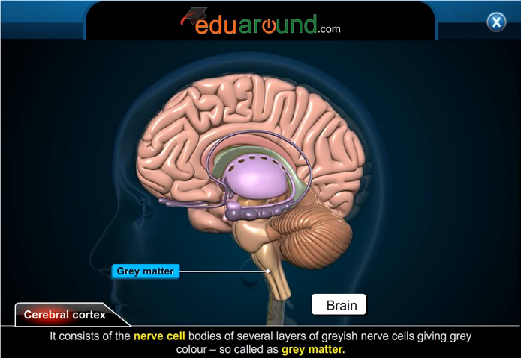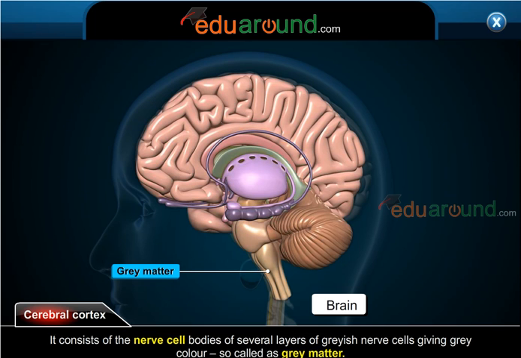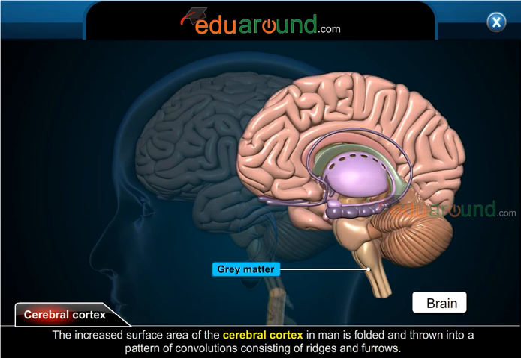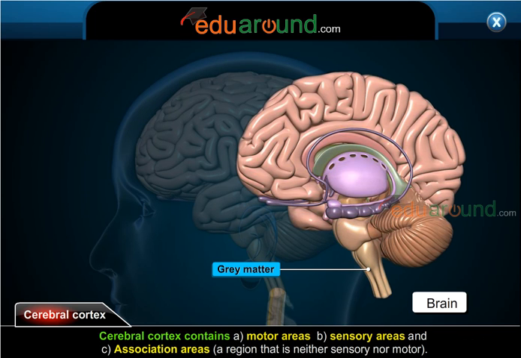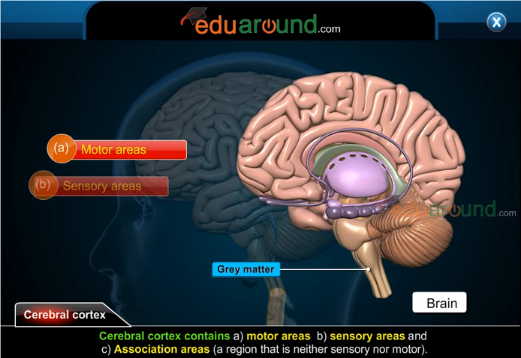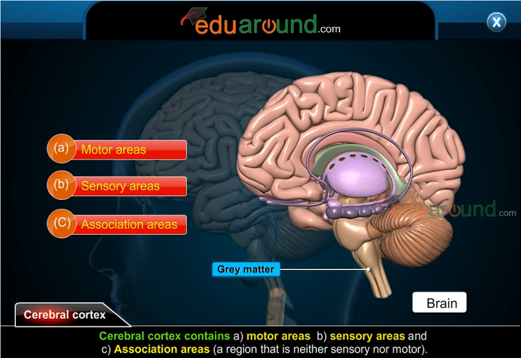Cerebral cortex. It consists of the nerve cell bodies of several layers of grayish nerve cells giving gray color, so called as gray matter. The increased surface area of the cerebral cortex in man is folded and thrown into a pattern of convolutions consisting of ridges and furrows. Cerebral cortex contains A. Motor areas, B. Sensory areas, and C. Association areas, a region that is neither sensory nor motor.